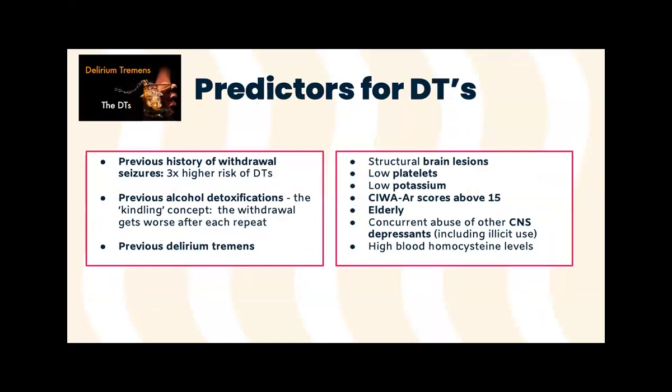So you need to be able to identify predictors for who might be getting DTs. If somebody has had previous withdrawal seizures, they've got a very high risk of developing that whole DT picture. Anybody who's gone through previous detoxes, they call it the kindling effect: every time you detox, there's a higher chance that next time you're going to get full-on DTs and actually going to fit. And obviously, if you've had DTs before, there's a high risk that you're going to have DTs now. But there are also things that can give you a clue, such as low platelets and potassium. But remember, we talked about that scoring system. A score of over 15 also means a high risk of DTs, and you're going to watch those patients very, very closely.